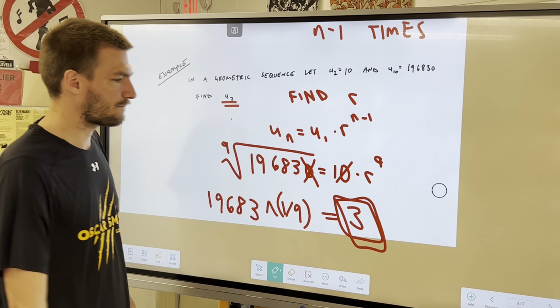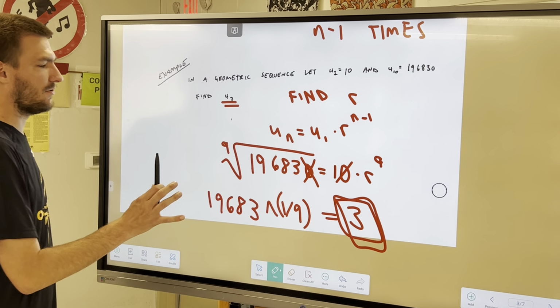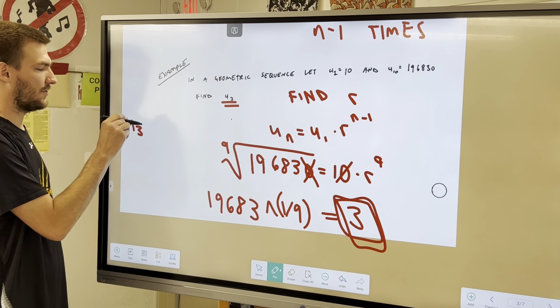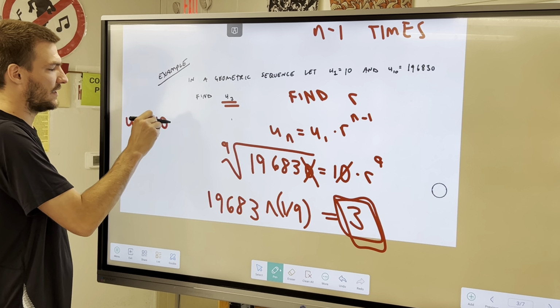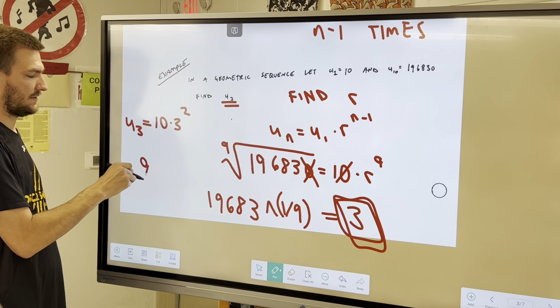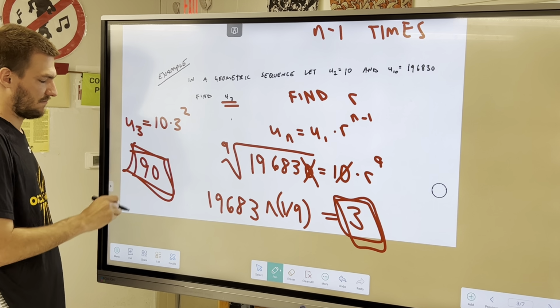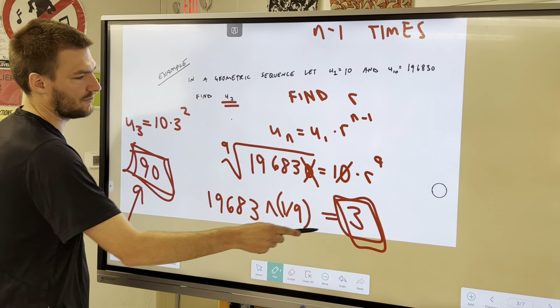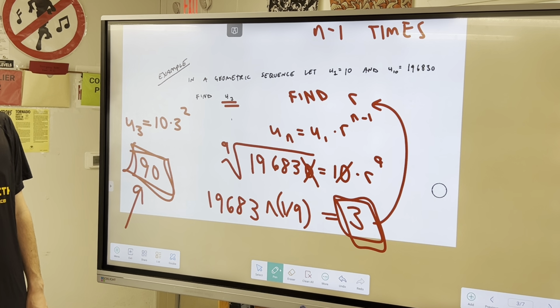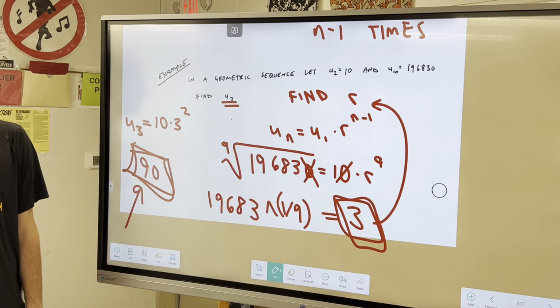Okay. Now, that's not the answer though. Find the third term. The third term would be the first term times 3 to the power of 3 minus 1, which is 2. This is the answer. This is only the r, not really what we quite want. Feeling good? Okay.